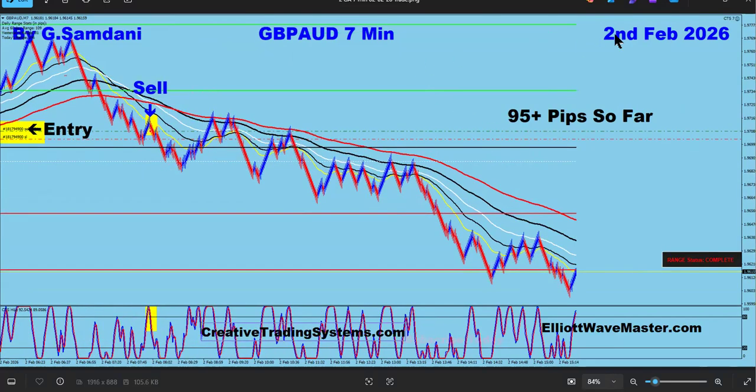The next trade on the second, same thing, Pound Aussie. Aussie was getting strong, so that's why Pound Aussie and Euro Aussie both went down. This is the same kind of entry here as a sell order, and SL moved to break even plus for 95 pip on the second as well.